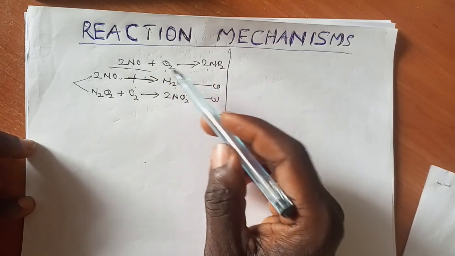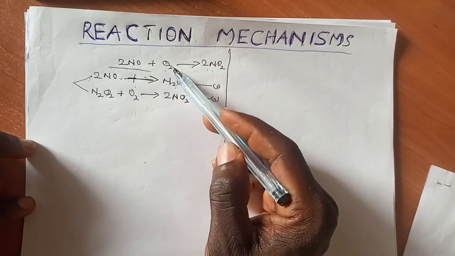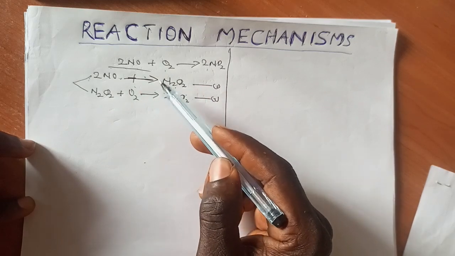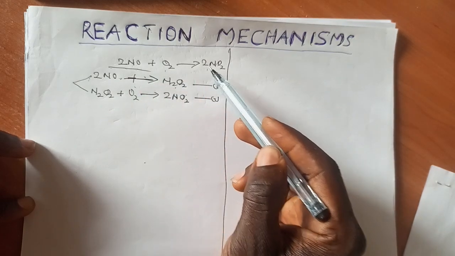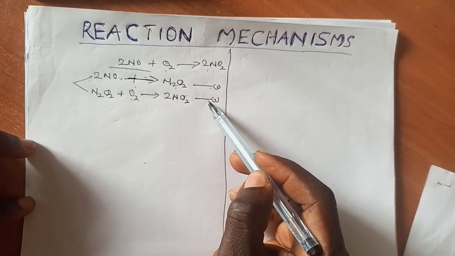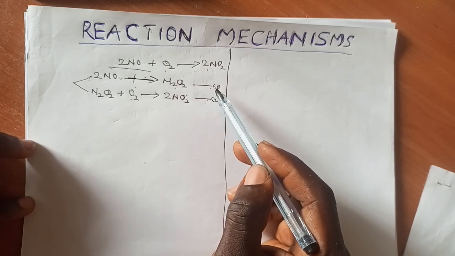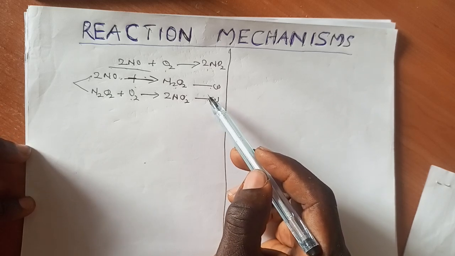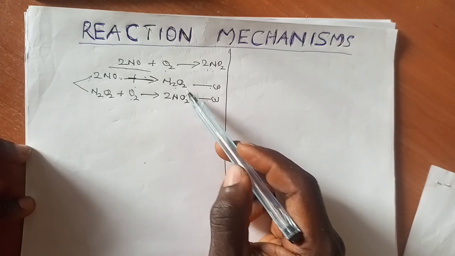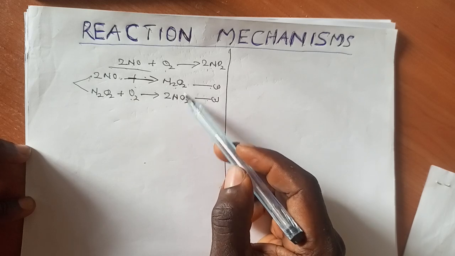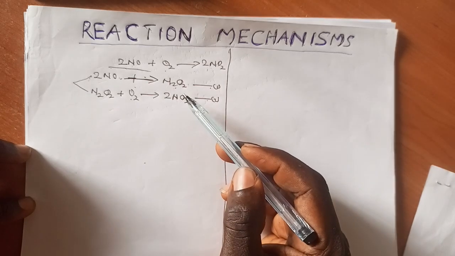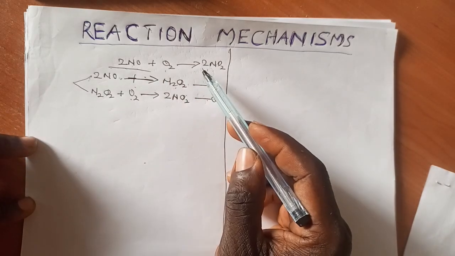That means for NO plus O2 to react, there are other elementary reactions or steps that have taken place that made this product to be formed, and those steps are step one and step two. I want you to use this example to learn some things that I'm going to be explaining further. So the series of reactions that has taken place, which are the elementary reactions, or the series of steps that have taken place, now lead to the product formation.